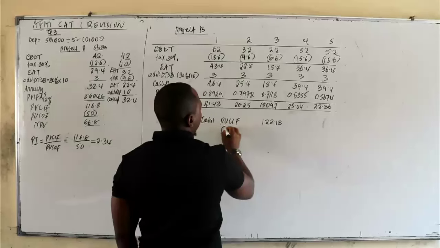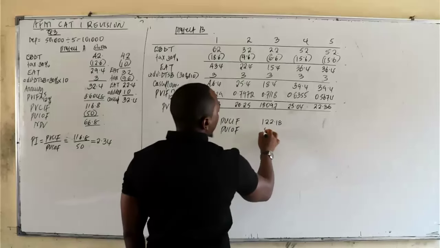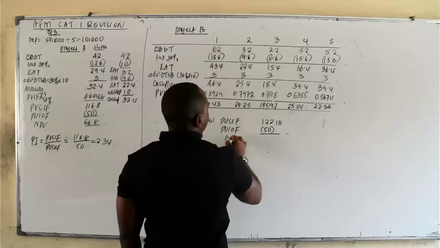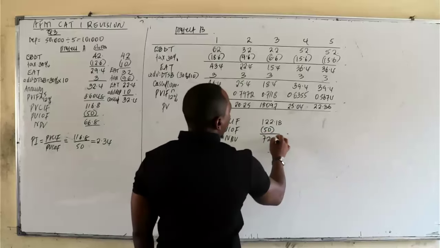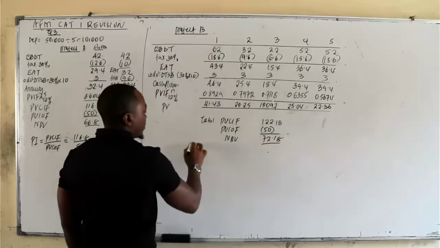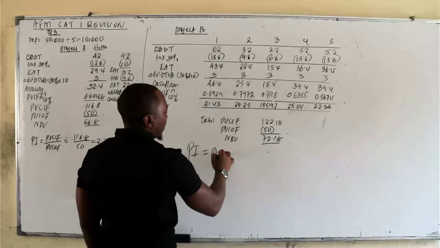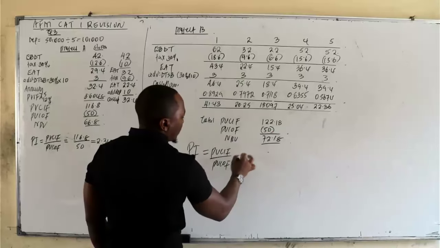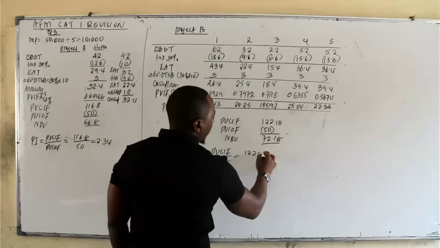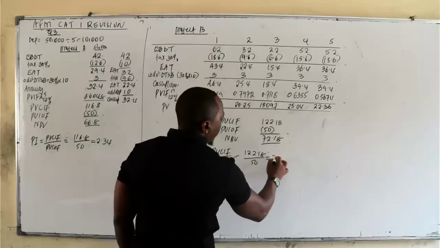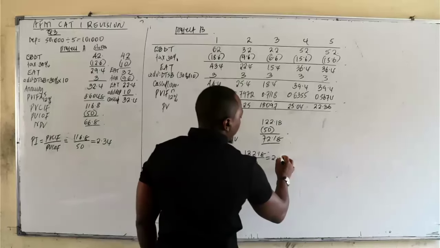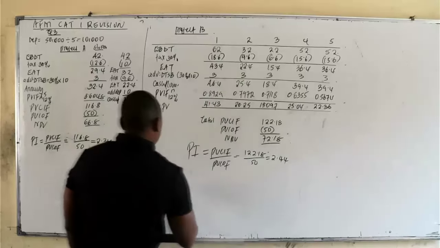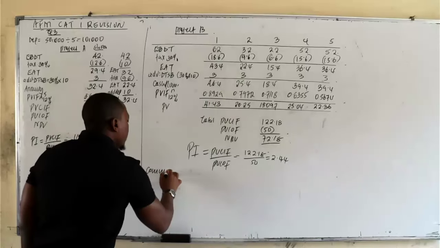$122.18. So to get NPV, you subtract the present value of cash outflow, which was 50, and the net present value will be 72.18. Then we get the profitability index, which is the present value of cash inflow divided by the present value of cash outflow. 122.18 over 50, you get 2.44.